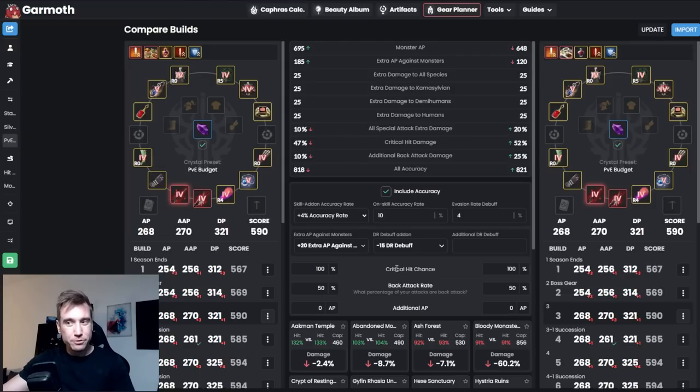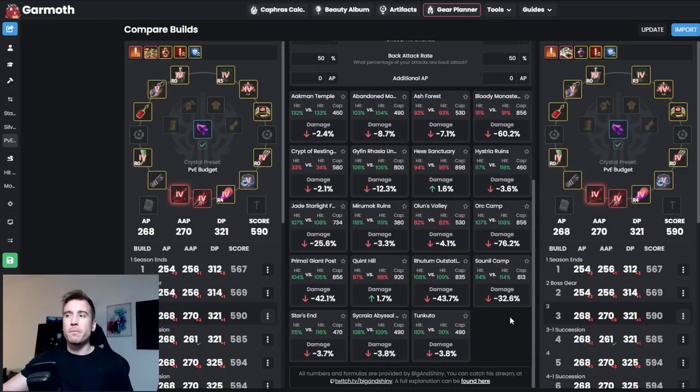Now, check this out. With this kind of gear, one of the places you might be looking at would be Elvia Orcs and maybe Underwater Scryer. So let's scroll down and see what the damage difference is between these two just with this. If we go down here and look at AARK camp, we do 76.2% less damage. That's a lot of damage.